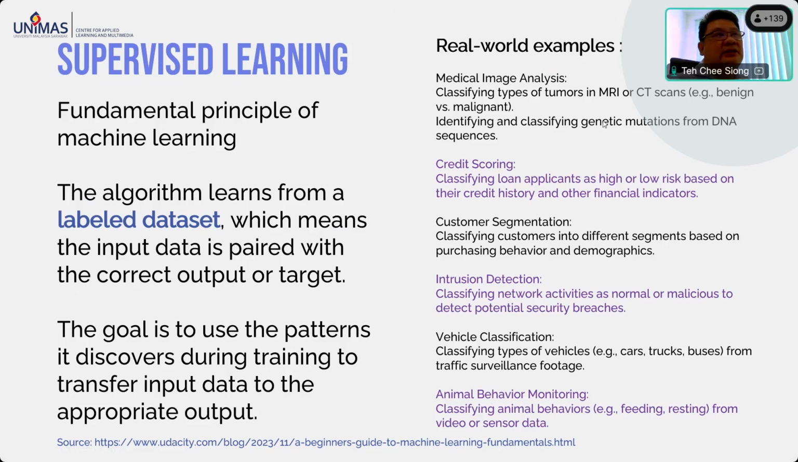So in real-world example cases, there is a lot of past research related to medical image analysis. See the topic about classifying types of tumors in MRI or CT scans, identifying and classifying genetic mutations from DNA sequences. So there is something you can do with this method, meaning research related to classifying or identifying something, where machine learning can be implemented. Like you see in finance, credit scoring, classifying loan applicants as high or low risk based on their credit history and their financial indicators.